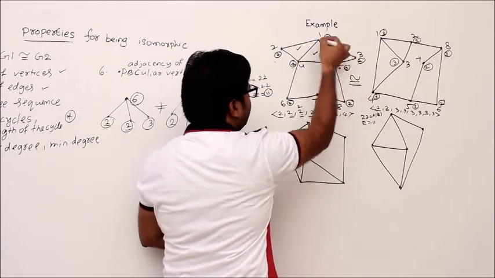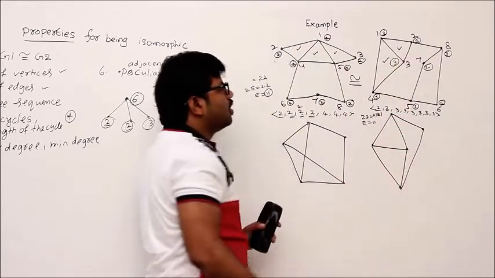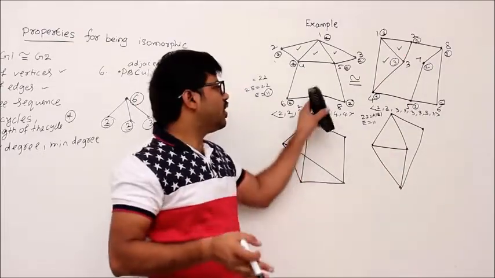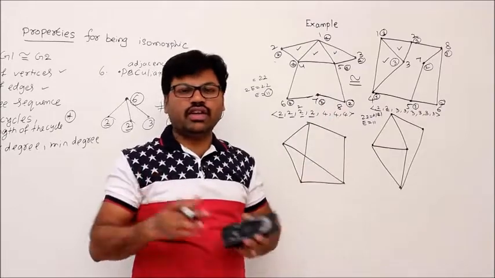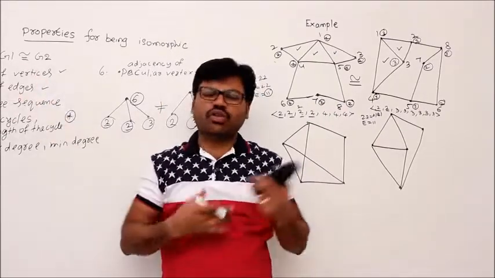There are 3 triangles, isn't it? But in this graph, I am seeing only 2 triangles. So the number of triangles also should match. That's why these two graphs are not isomorphic. Okay. So from now onwards, when two graphs are given, check all these properties, whatever you like, in some order.